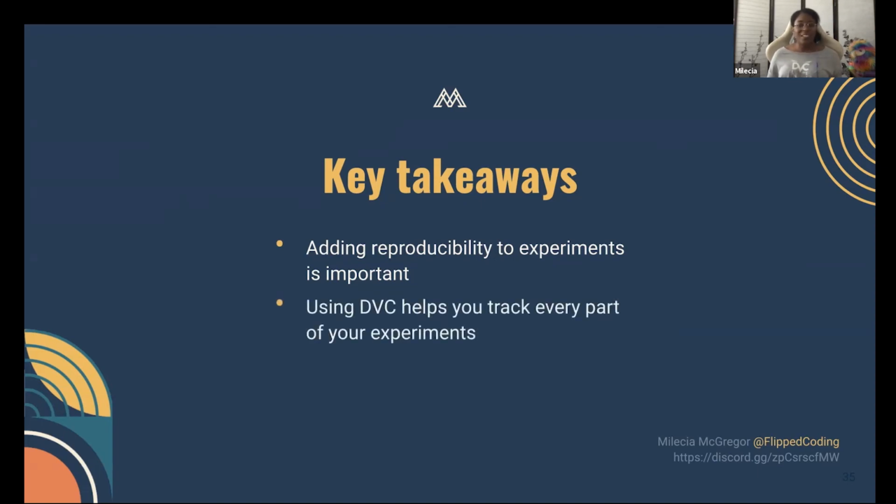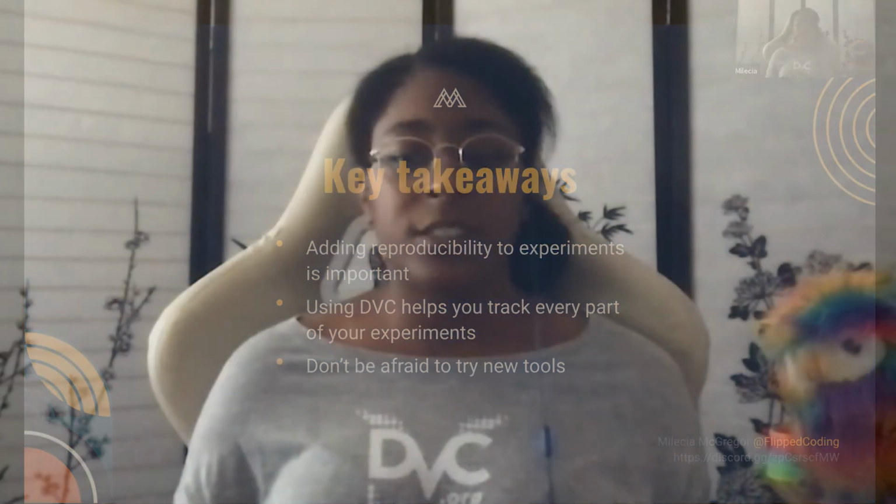And then DVC is a great tool that helps you track every part of your experiment. I think it's the only one that bundles your code and your data together. But I do say, don't be afraid to try new tools. So DVC is open source. It's just a command line tool, and you don't have to add anything to your code. But there are other tools out there like MLflow or TensorBoard that might fit your needs better. So just try out different stuff to see what fits you the best.